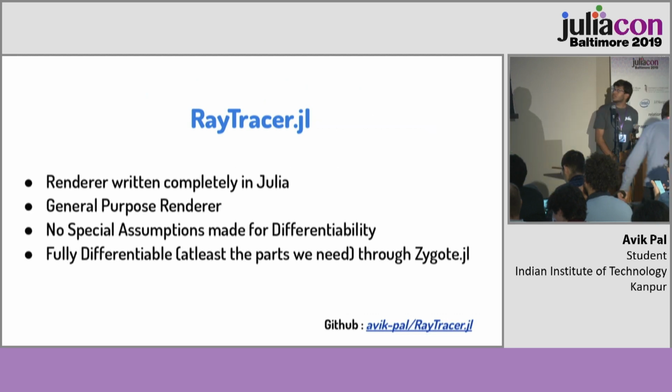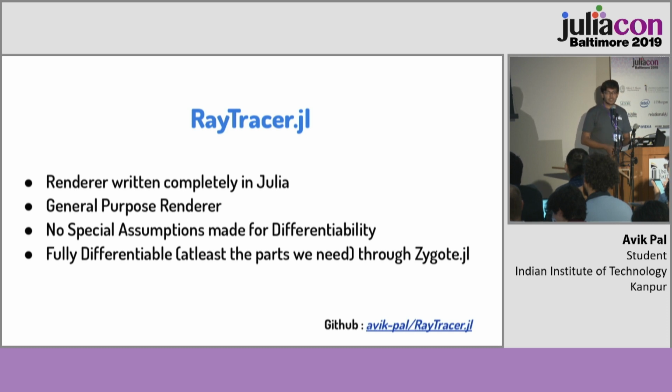So why do we actually need RayTracer? RayTracer is written completely in Julia. One of the good things about this differentiable RayTracer is that it's a completely general purpose renderer, and we just use Zygote for differentiability. Most of the other renderers that are differentiable make a lot of special assumptions. So if you implement any other general renderer and just plug in Zygote, we should be able to calculate the gradients with it.